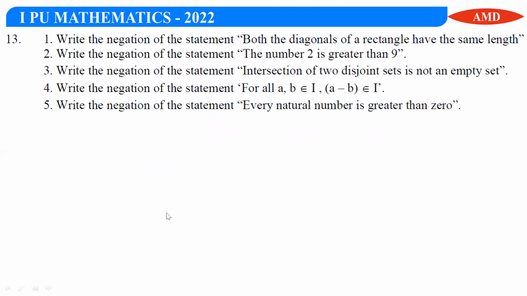Then we have the 13th question. So here you'll have to write the negation of a statement. And one of the easiest ways to write the negation of a statement is to just add "it is false that," then write the statement as it is, whatever they have given. It becomes the negation of the statement. You can't expect an easier question than this.